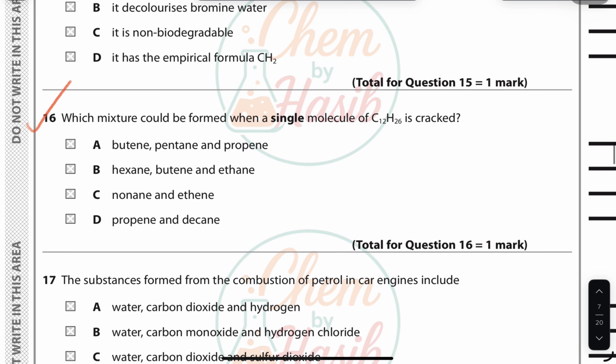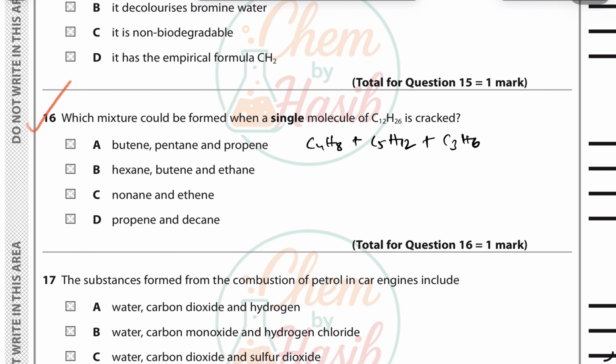The next question is question number 16. Which mixture could be formed when a single molecule of C12H26 is cracked? It's a very easy question. What you do here, you add all these formulas together and check whether you get C12H26 or not. For example, butene has the formula C4H8. You add pentane, which is C5H12. You have propene, which is C3H6.